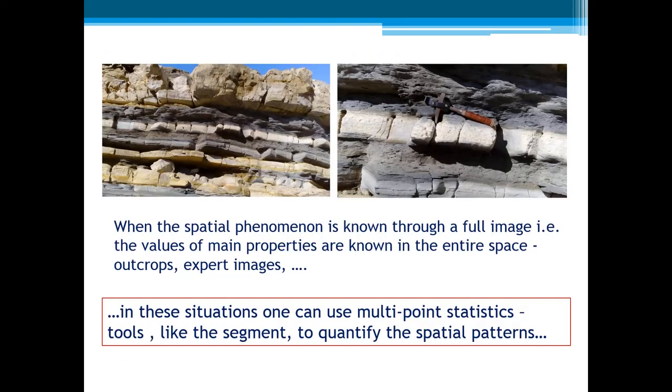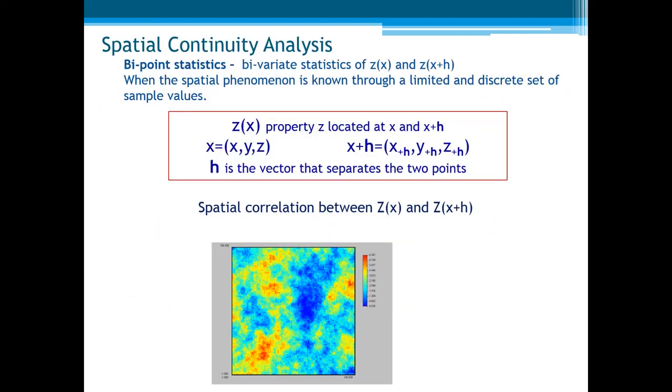Nevertheless, there are cases where the spatial phenomenon is known through a full image, where the values are known in the entire space, like expert images and outcrops, for example these ones here, representing geological structures whose patterns we wish to quantify. In these situations, one can use multi-point statistical tools like the segment to quantify the spatial patterns. But this is out of the scope of this course. Now, let's come back to the two-point statistics.